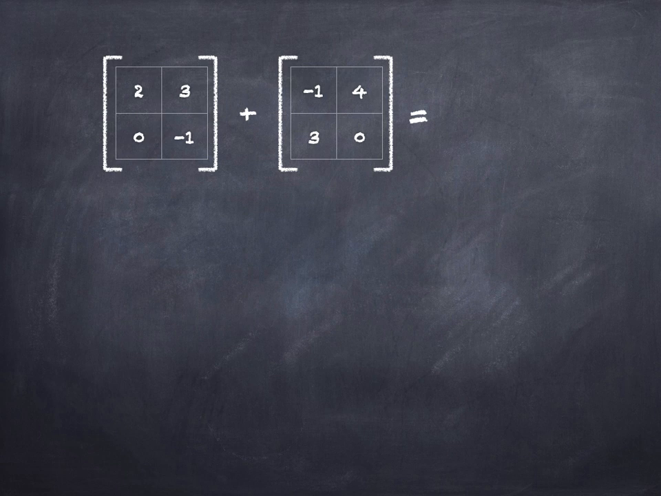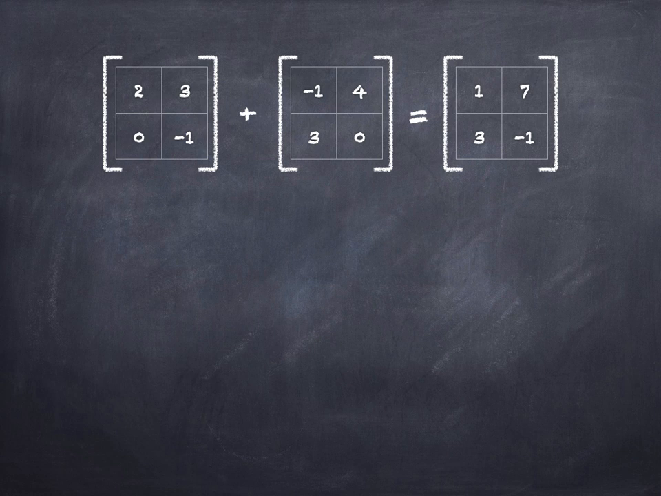So in this case, 2 plus -1 is 1. 3 plus 4 is 7. 0 plus 3 is 3. -1 and 0 is -1. When you're adding matrices, you just add the corresponding cells. You cannot add two matrices unless they're the same shape. Matrices can take a lot of different shapes.